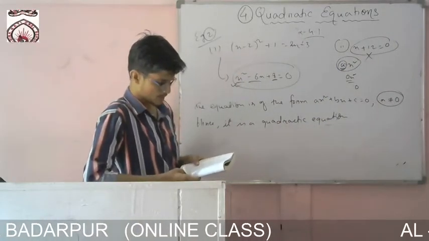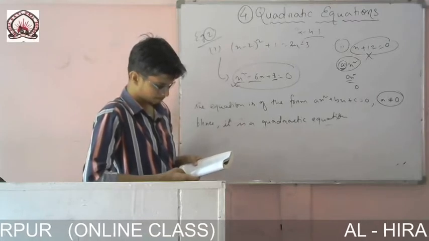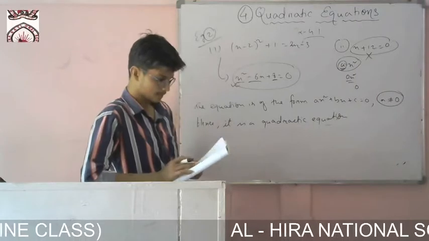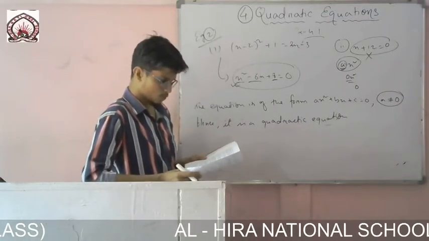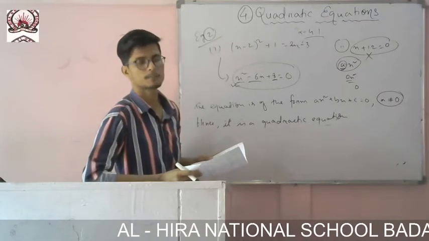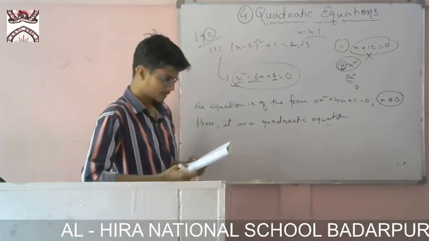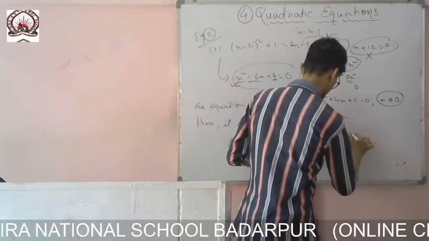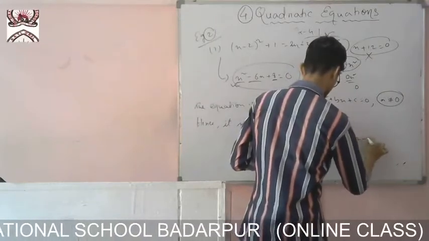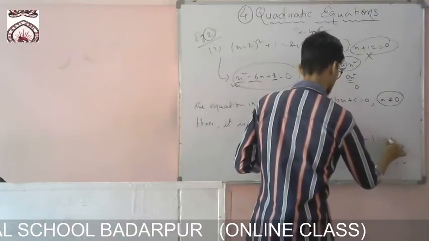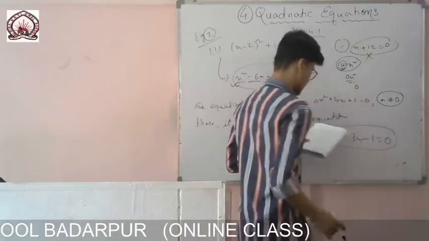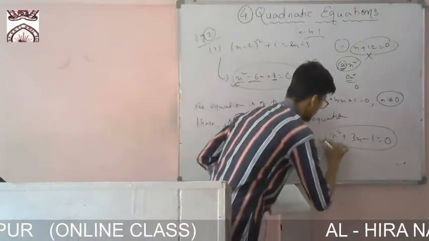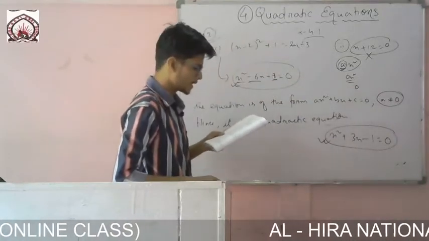Then Roman number 3, the equation is given like this: x into 2x plus 3 equals x square plus 1. After solving, the answer came x square plus 3x minus 1. The answer is given in your example. So x square plus 3x minus 1. Yes, it is a quadratic equation.